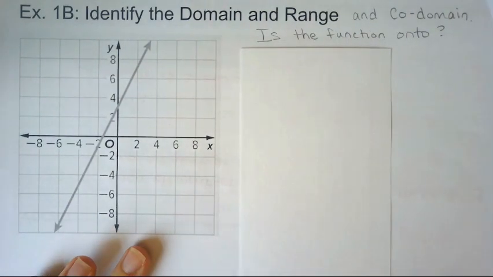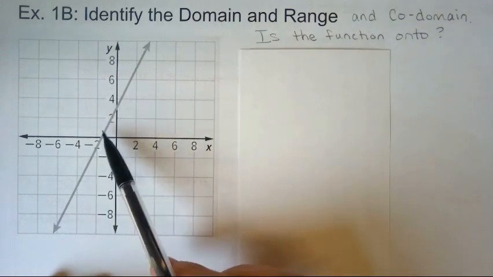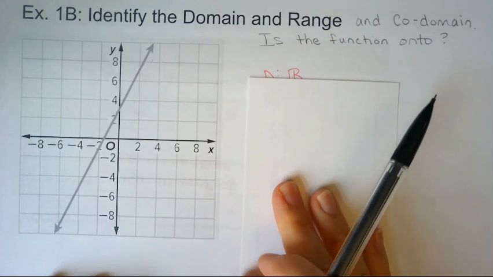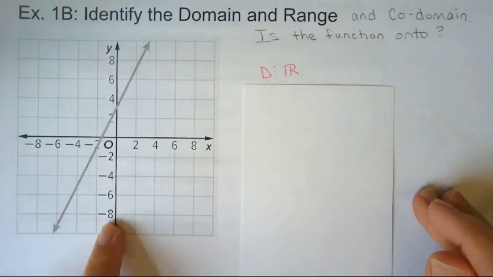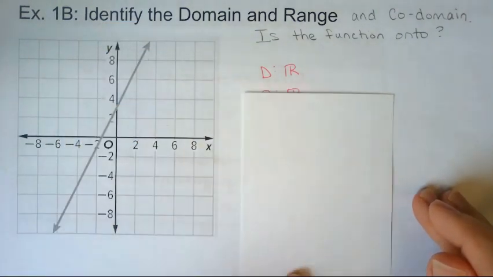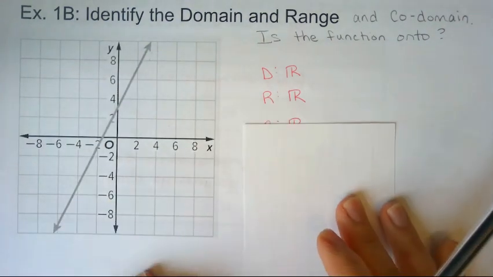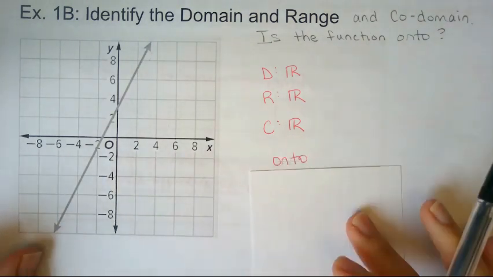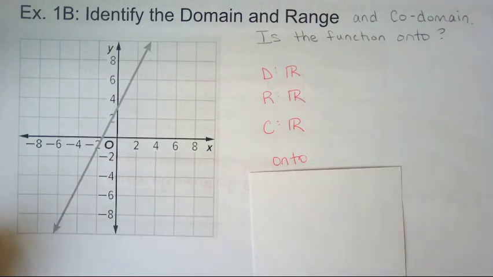So in the next example, it's the same thing. So in this case, your x's are all negatives and all positives. So again, it would be all reals. Your range would be your y values. Your y values are also going to be all reals because it's encompassing the negatives and the positives. And then your codomain is not specified again, so it would be all reals. In this case, it would be onto because my range is matching my codomain.